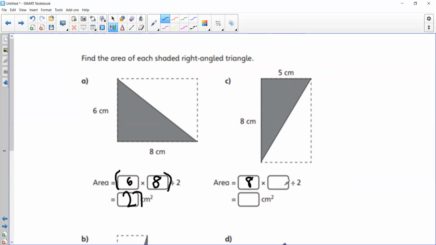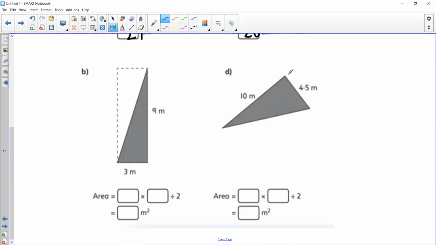Next one then, 8 times 5 this time. 8 times 5 is 40, divide that by 2. Ta-da, there we go, which then will be 20 centimeters. Oh, I've done these the weird way around up in here, B and D here. And then we've got 3 times 9 then, which is nice and easy, 27, divide that by 2. Oh, this is in meters squared now. What's that one?